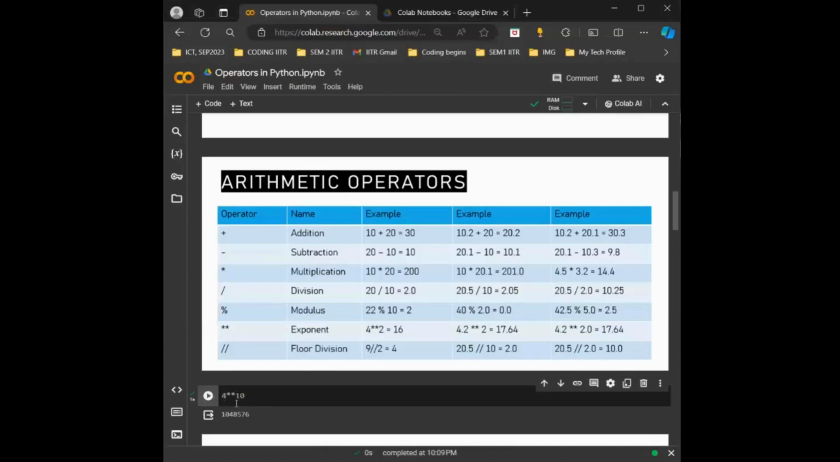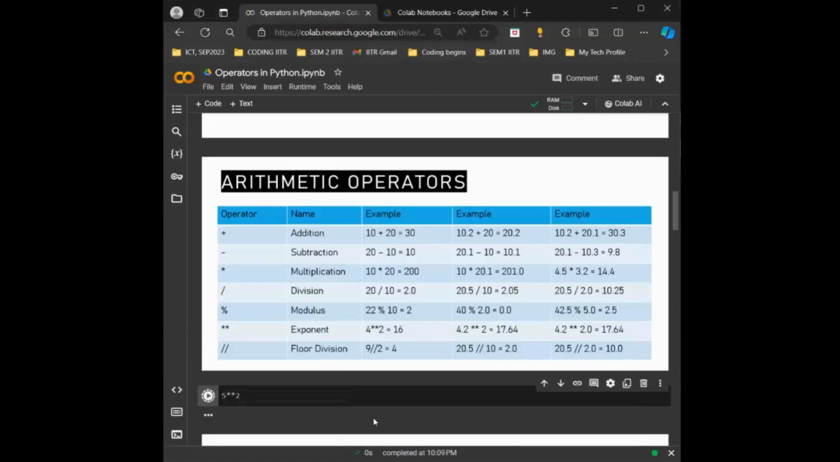So 4 is the base number and 10 is the power. The operand on the right hand side of the operation is the power, and before it is the base number. So if we have to write 5 raised to the power 2, how will we write it? We'll write 5, 2 asterisks and 2. 5 raised to the power 2 will be written as this. The result will be 25.